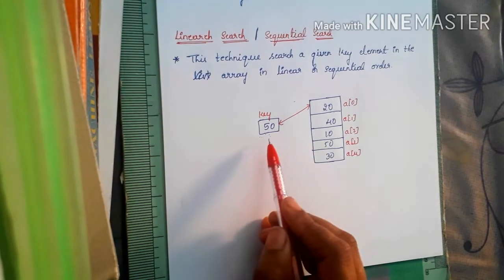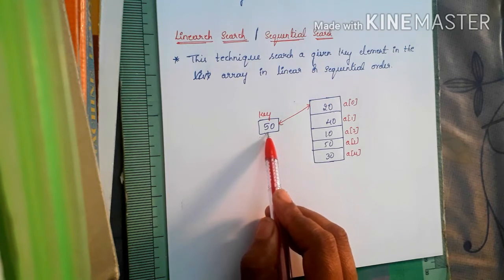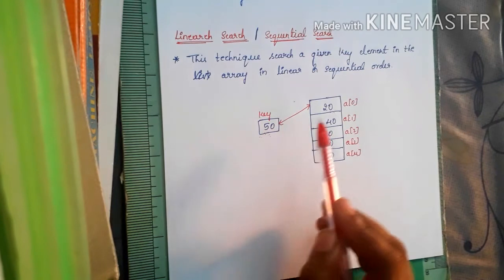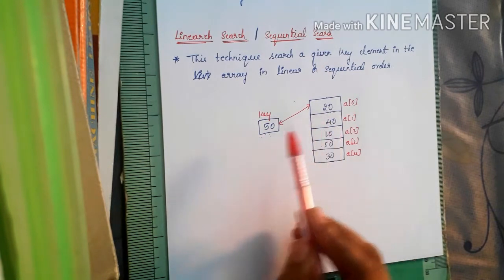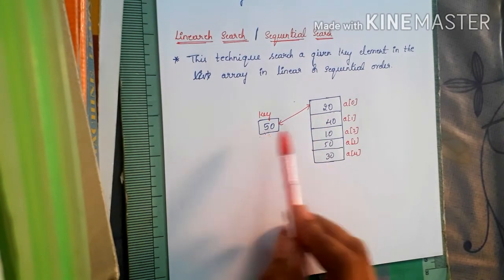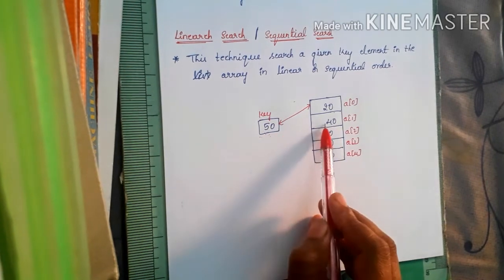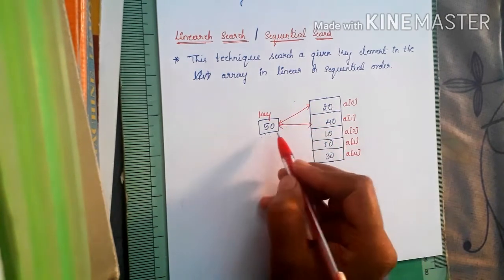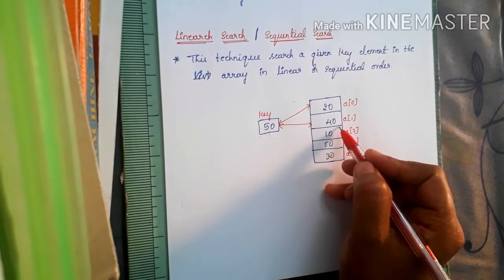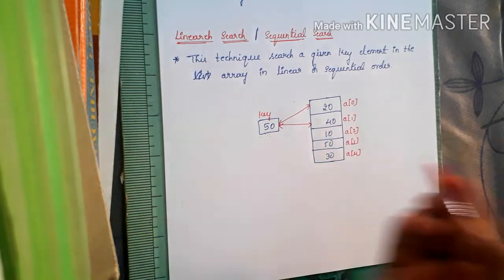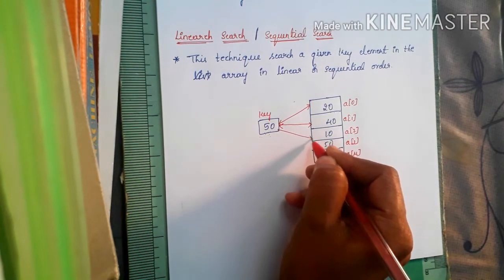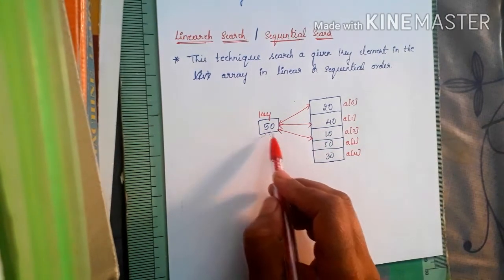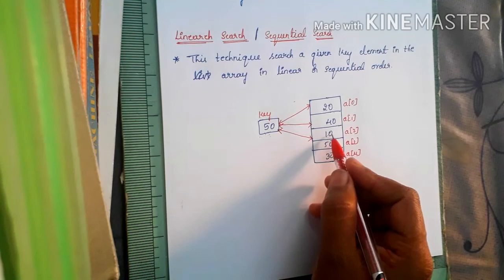So here first we compare the key element 50 with the first element of the array, that is 20. 50 does not match 20. Then we compare 50 with the next element, which is 40. We compare 50 with 40, but 50 is not equal to 40. Next, we compare the key element 50 with the next element of the array, that is 10. Even 50 does not match the element 10.